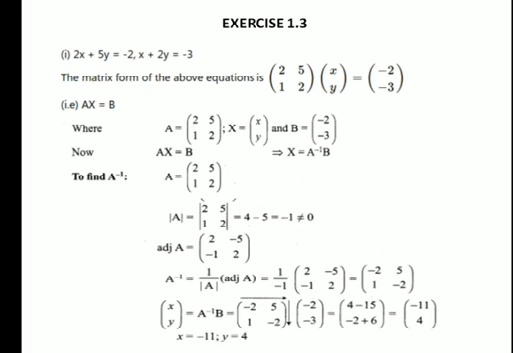Then X, Y equal to A inverse B. You take it and write the values and simplify. You get the value of x is minus 11, y equal to 4.